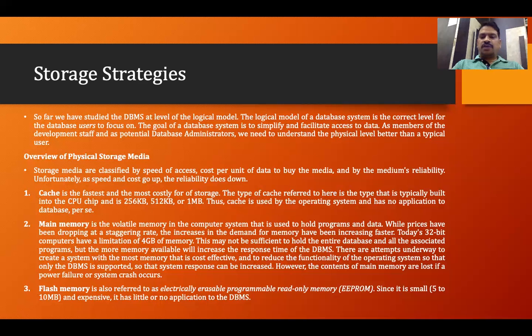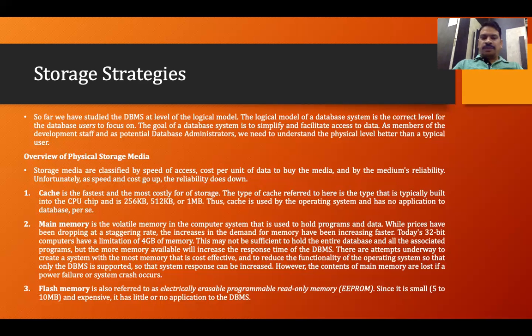Cache is used by the operating system and has no application to database. So as I told you, it doesn't have any application related to the database. So in the database, what type of memory do we require? We require memory which should be reliable, which should have less cost, as well as more speed. But if I look at all these things related to memory, it is not at all possible. Means we cannot achieve everything. We have to compromise on something, either reliability or cost or speed.